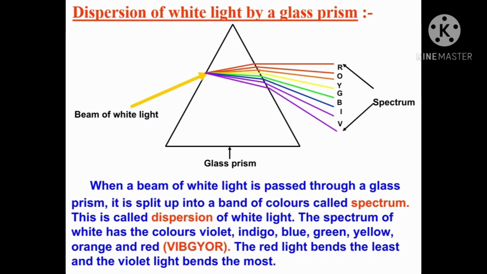Now, the next article is article number 11.4, dispersion of white light by a glass prism. In this, we will see when we place a prism, it will split the incident white light into a band of colors. What is the sequence of colors that you see on the screen? The various colors which you see are violet, indigo, blue, green, yellow, orange and red. To learn these colors, we use an acronym VIBGYOR.